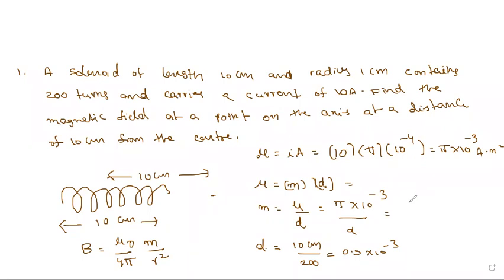So if you substitute here, pi into 10 power minus 3 by 0.5 into 10 power minus 3. Then 1 by 0.5 is nothing but 2. And finally it is 2 pi. So pole strength is 2 pi ampere meter.